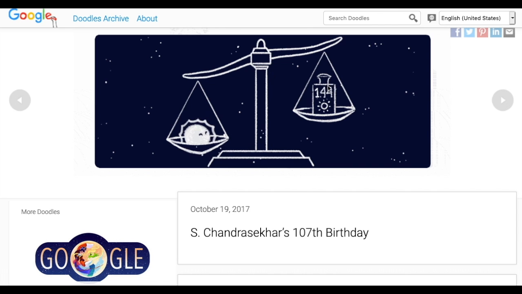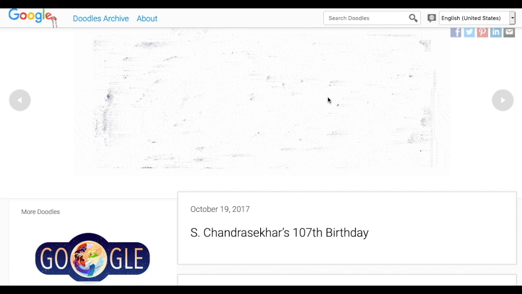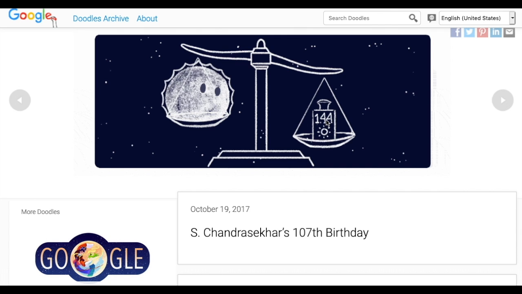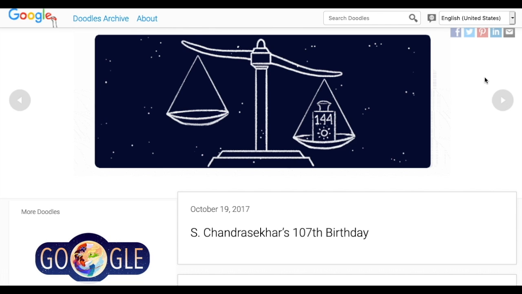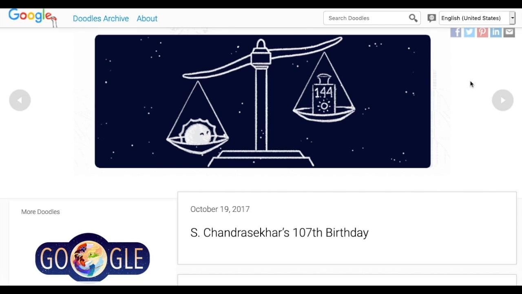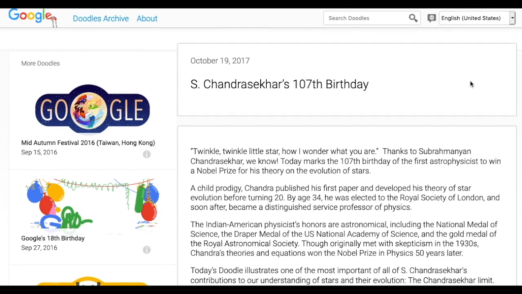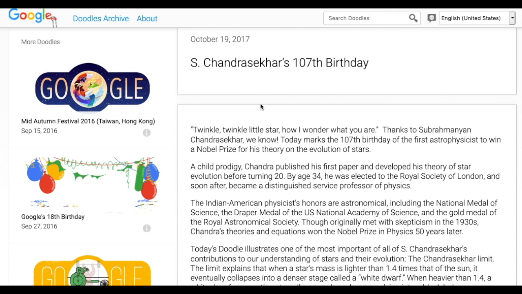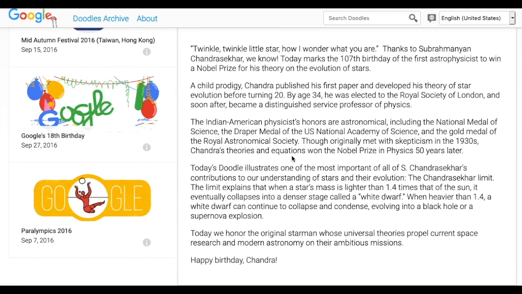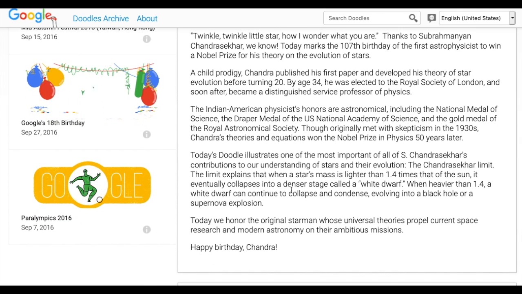Now here is a star, and we see the 144. So right here, you see the 144, 144,000, right, with the star. Right before it goes supernova. So if we read down, this is October 19th, 107th birthday. I'm sure all of this is important here. But what got me is right here where it says, today's doodle illustrates one of the most important of his contributions to our understanding of stars and their evolution.